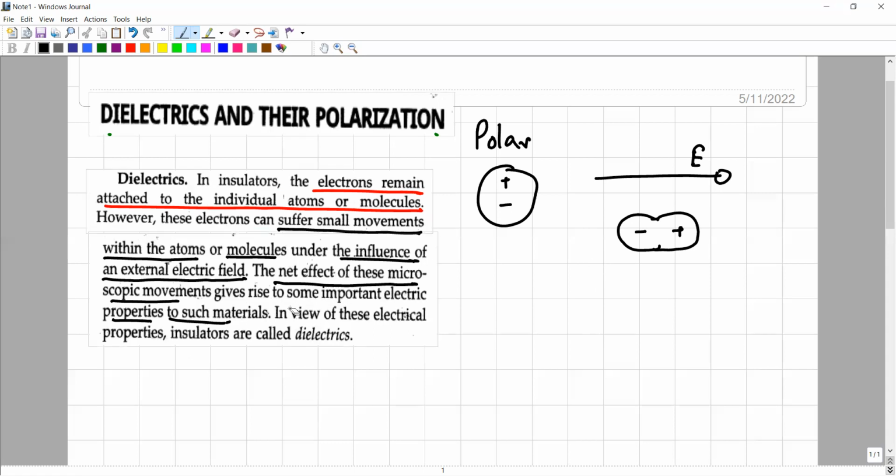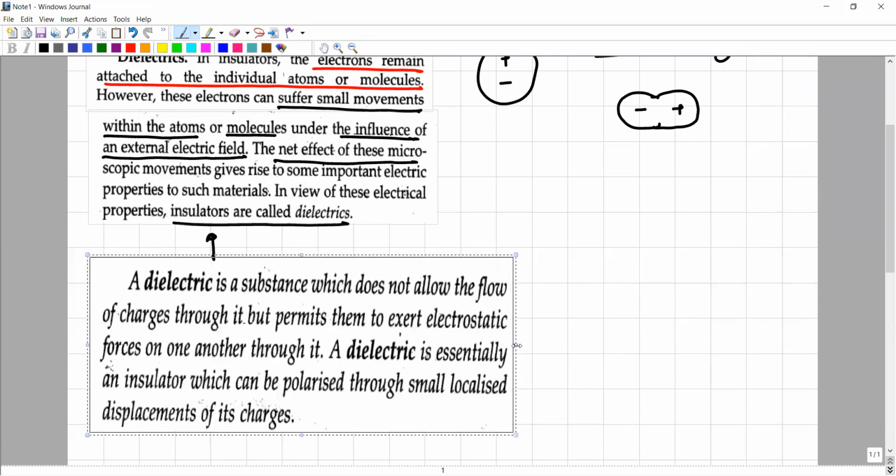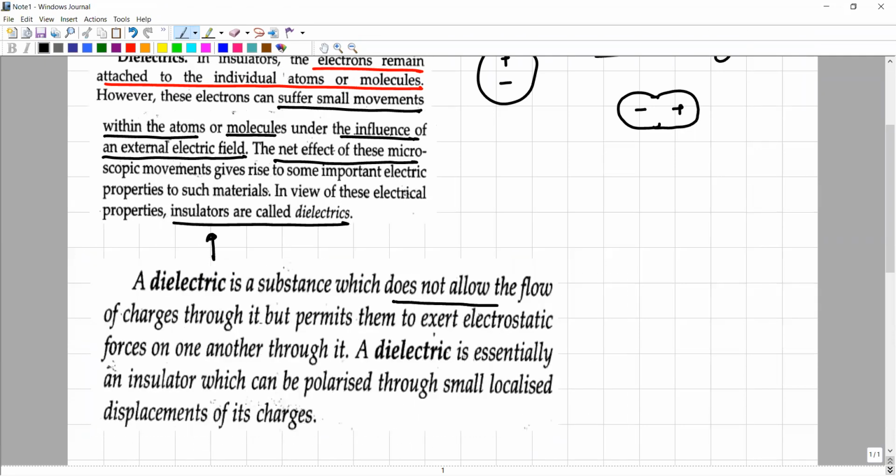So this is an important electrical property of the material, and this electrical property of insulators is called dielectric. So a dielectric is effectively an insulator. A dielectric is a substance which does not allow the flow of charge, because a dielectric is an insulator.